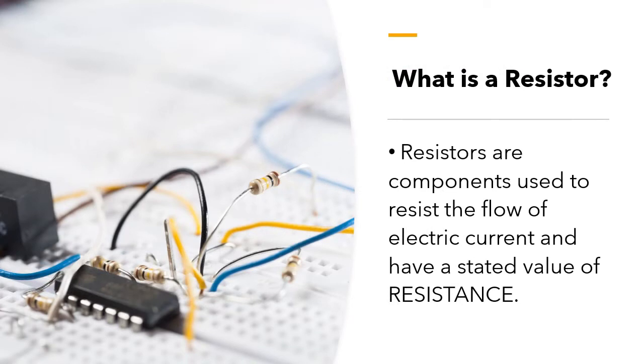Now, let's discuss what is a resistor. Resistors are components used to resist the flow of electric current and have a stated value of resistance. To determine the resistance of a resistor, you can use the color coding or directly use the multi-tester. Resistors can be fixed or variable.